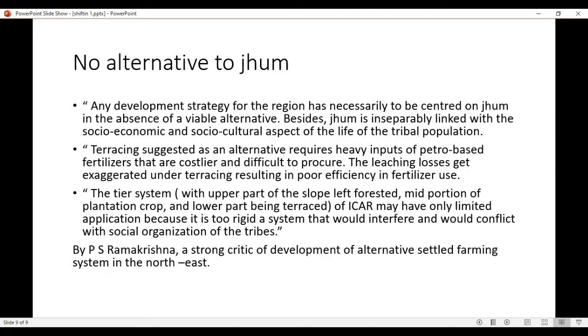And ICAR proposed a particular three-tier model, upper part for something, mid portion, lower part. But that was too specific for the tribals to follow. So Ramakrishna says that these alternatives are not working and they are not viable, and they are not in harmony with the culture. So he wants the Jhum to continue.